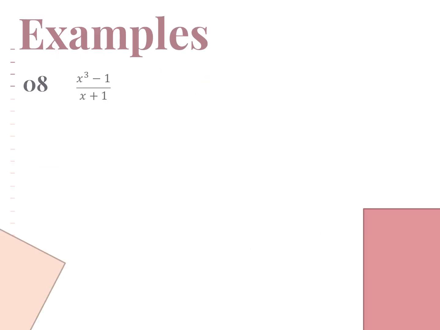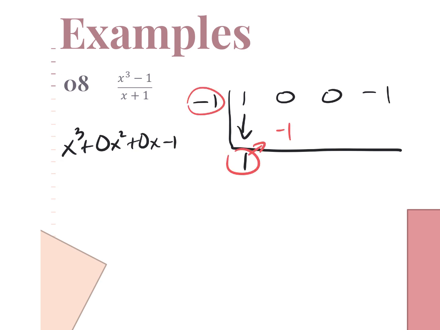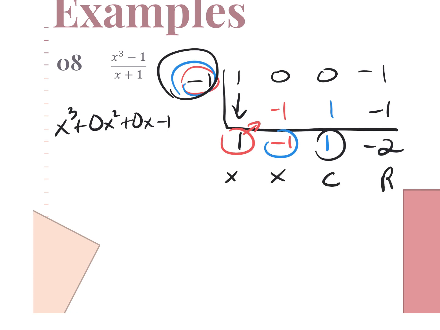Here we go. So this one, again, we're going to use -1, opposite sign. The x cubed has a coefficient of 1. I need to fill in because remember what we're doing here is x to the third plus 0x squared plus 0x minus 1. So I need to fill in 2 zeros and then the -1. Bring down the first term. Multiply -1 and 1, and I get -1. Add the column. Multiply. Get +1. Add the column. Multiply. Get -1. And then my remainder is -2. So again, remainder, constant, x squared. So x squared minus x plus 1 minus 2 over x plus 1.